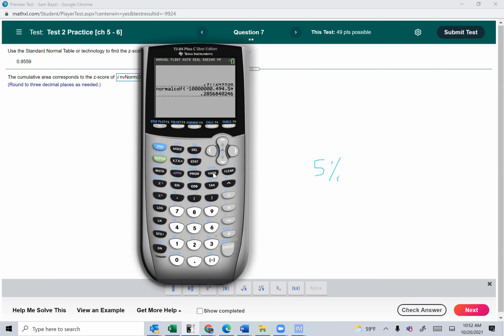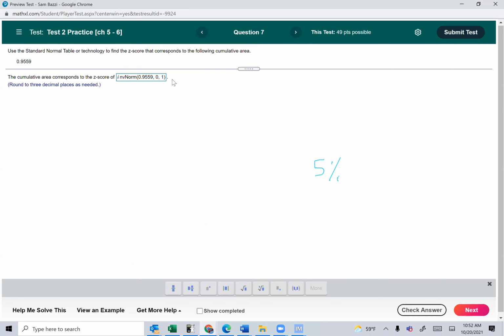Second variables. It's number 3, guys, inverse norm. 0.9559, 0, 1. How many decimals is this? 3 decimal places. So your answer is 1.705. When I ask on the paper, I will say 2 decimal places. So it will be 1.705 for this. Okay.